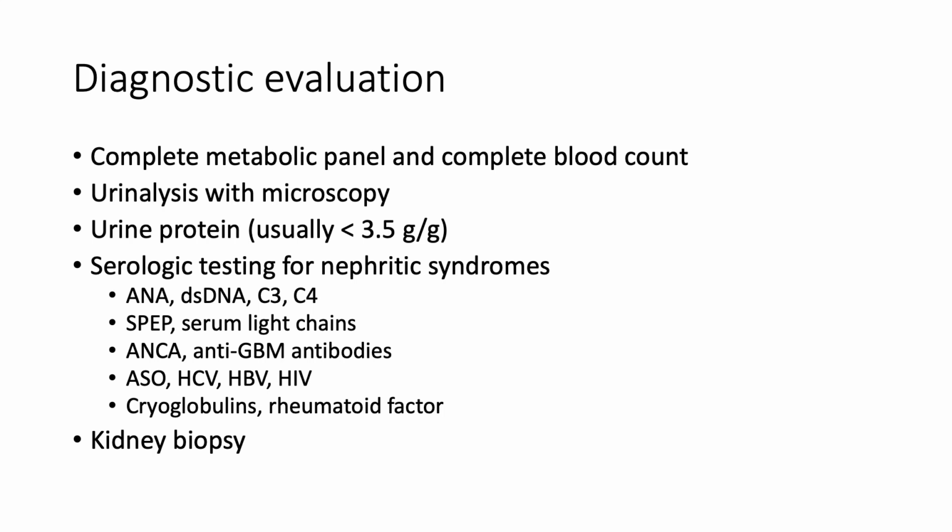And then the ASO is your anti-streptolysin O titer, which can be a sign of prior or recent strep infection. HCV, HBV, and HIV are also associated with different glomerulonephritis. And then cryoglobulins and rheumatoid factor. Specifically, you're checking for cryoglobulinemia. Now, depending on the type of nephritic syndrome, you'll also probably get a kidney biopsy in most of these cases.